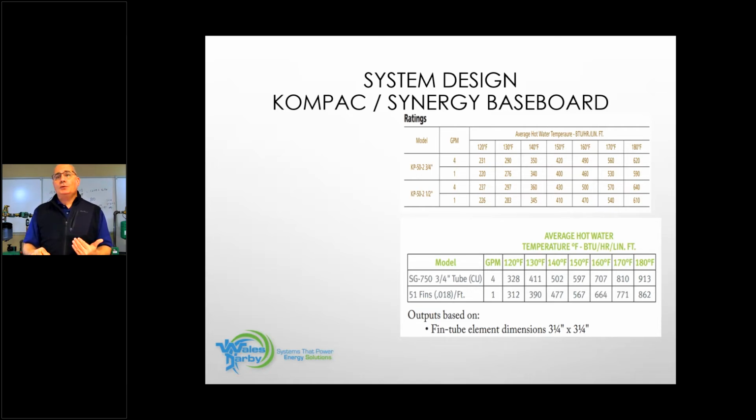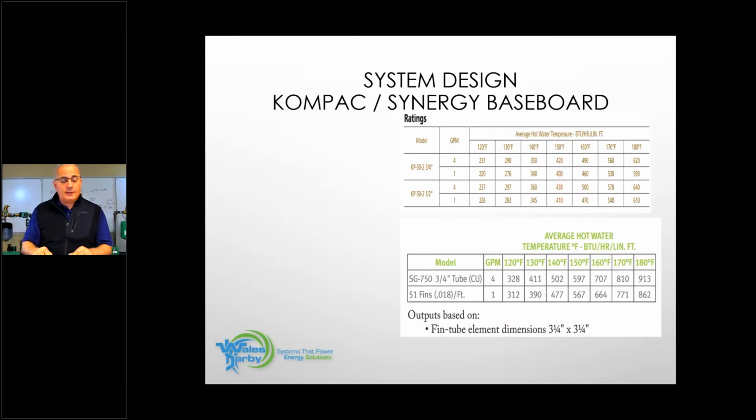We want the return water temperature to come back at 130 so we can cool down the flue gases and make them condense. So what does that mean here? Well, if I look at my baseboard chart, that means if I want to maintain a 20-degree delta, I should be feeding 150 degrees to that baseboard. That would mean that my output drops down to 420 a foot.